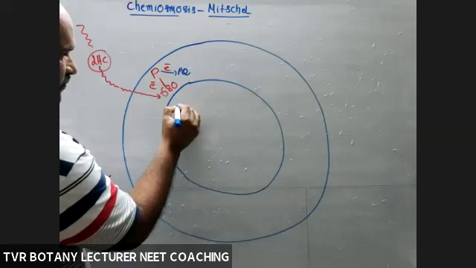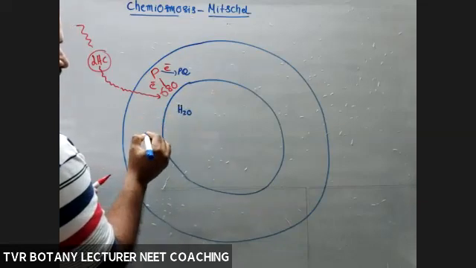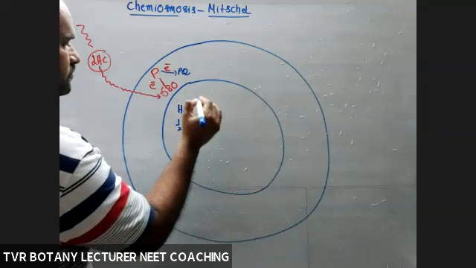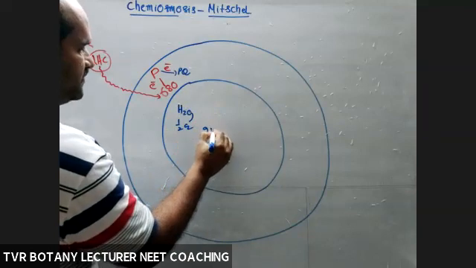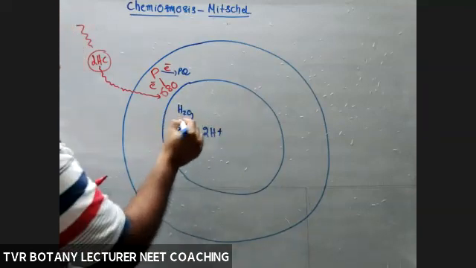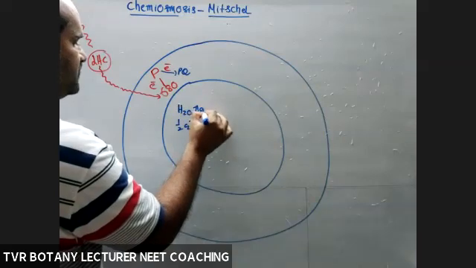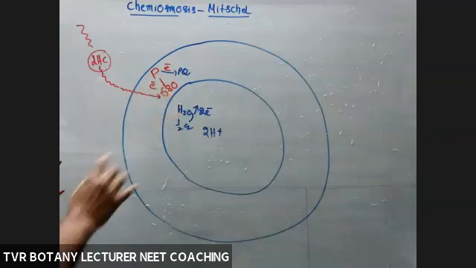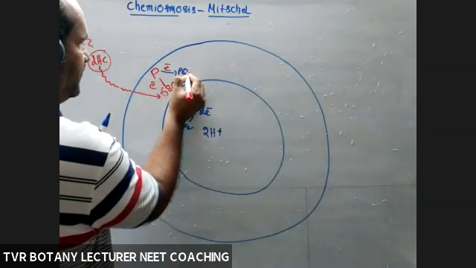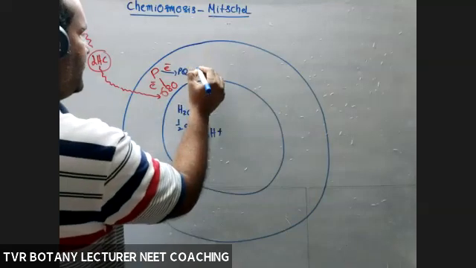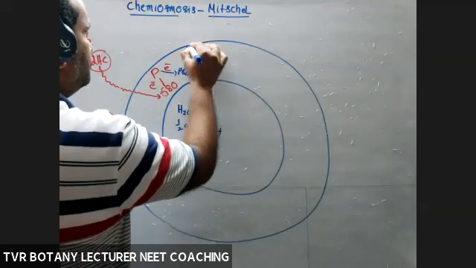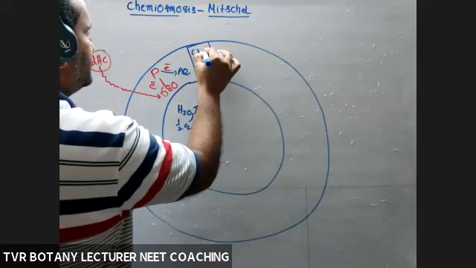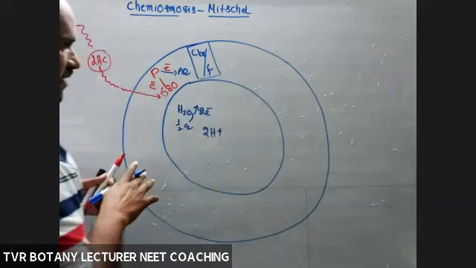So here the H2O molecule is photolyzed. From the photolysis of a water molecule, half O2, 2H plus already available from that H2O molecule. Next, 2 electrons. So this is an electron transport system only, right? Now, PQ is transferring its electron to the next electron acceptor. What is that one? Cytochrome b6f complex.